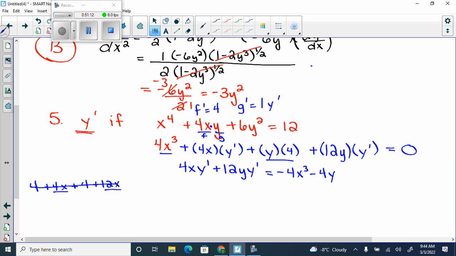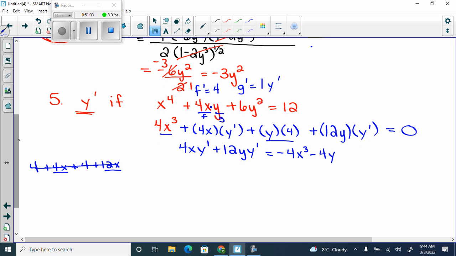What are we ultimately trying to do? Get y prime by itself, correct? Can you bracket the 4x y prime plus 12y y prime and then just take out a y prime? Exactly. So at this step, you have to take a GCF of y prime out of both terms, and then you're left with 4x plus 12y.